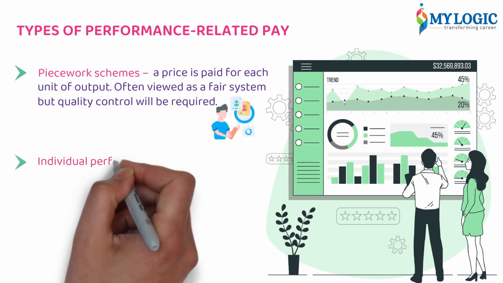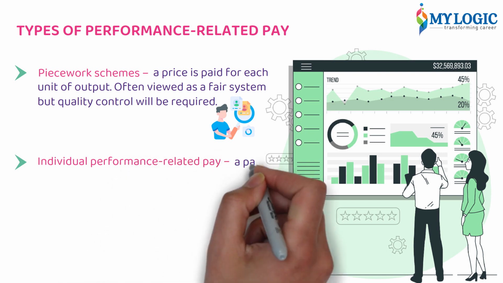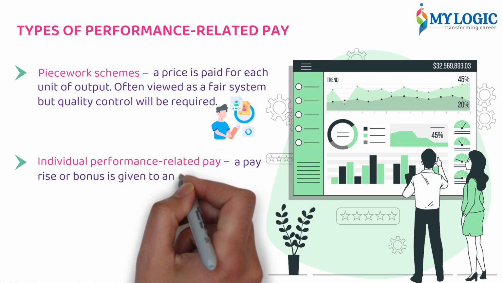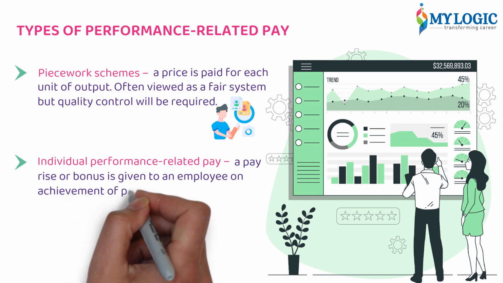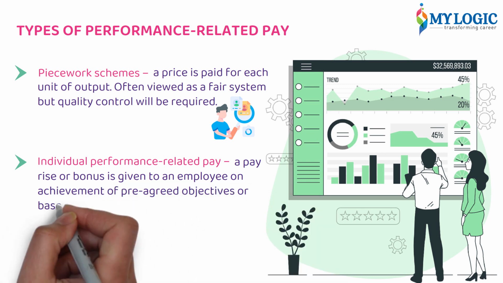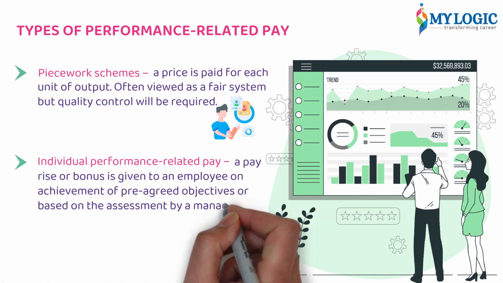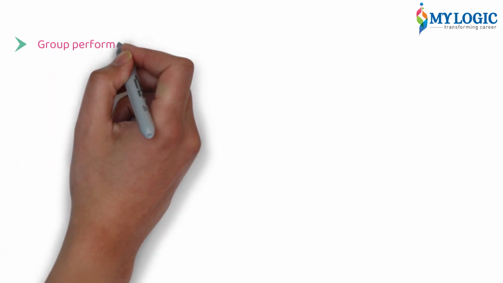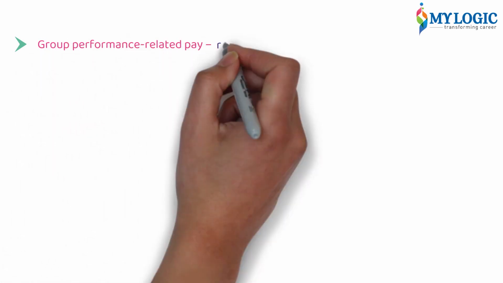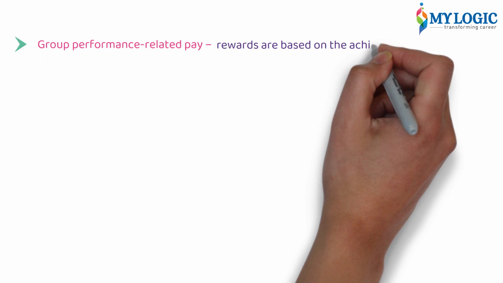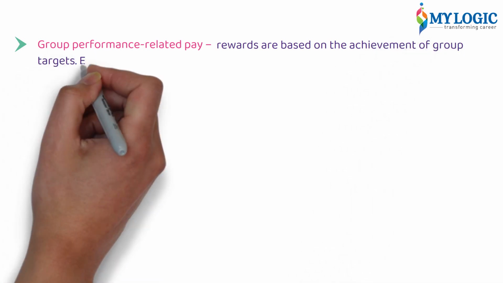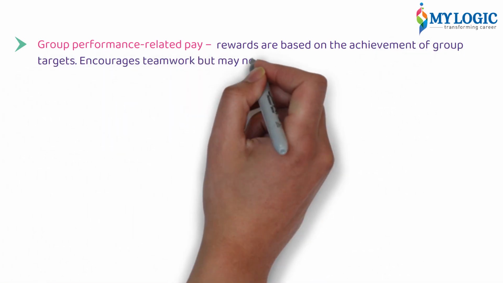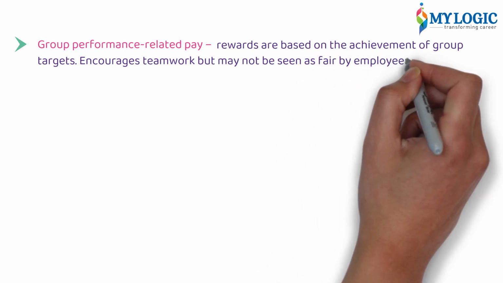Individual performance-related pay. A pay rise or bonus is given to an employee on achievement of pre-agreed objectives or based on the assessment by a manager. Group performance-related pay. Rewards are based on the achievement of group targets. Encourages teamwork but may not be seen as fair by employees.